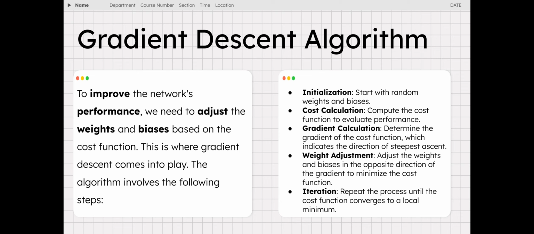Initialization starts with random weights and biases. The cost calculation computes the cost function to evaluate performance. The gradient calculation determines the gradient of the cost function, which indicates the direction of the steepest ascent. Weight adjustment adjusts the weights and biases in the opposite direction of the gradient to minimize the cost function, and iteration repeats the process over and over.